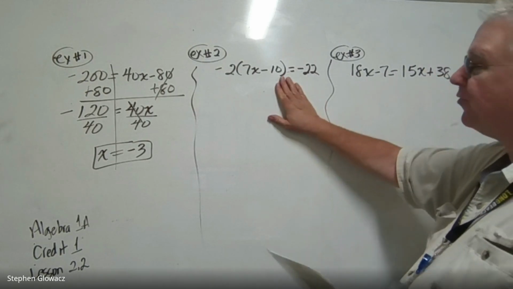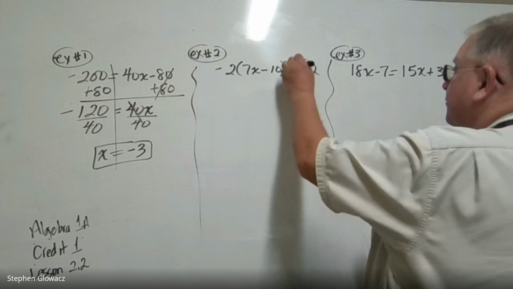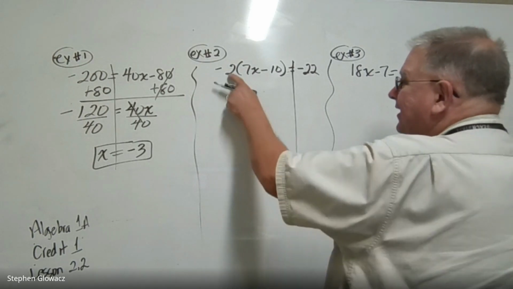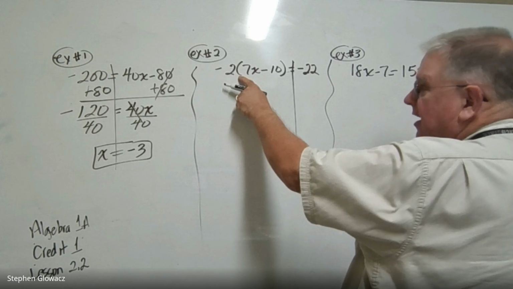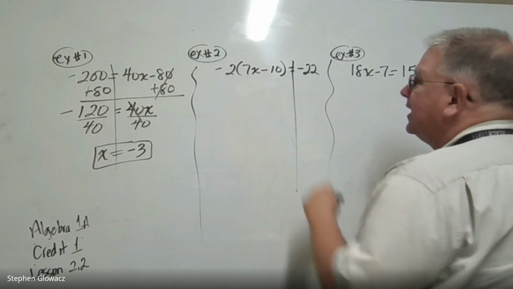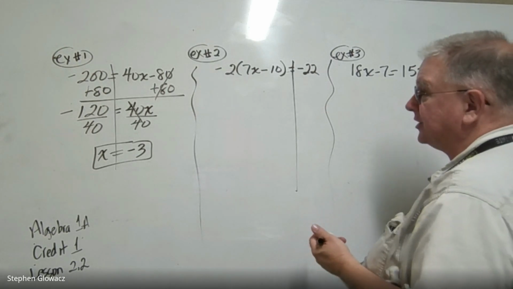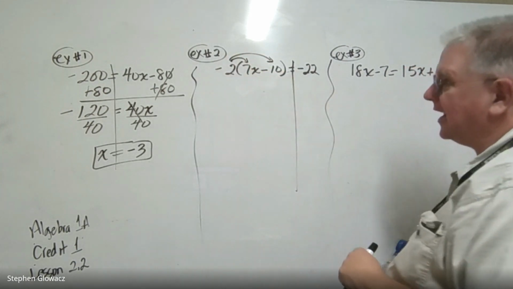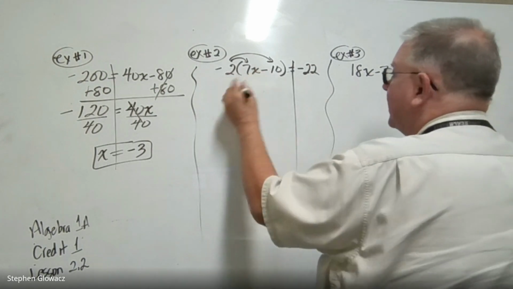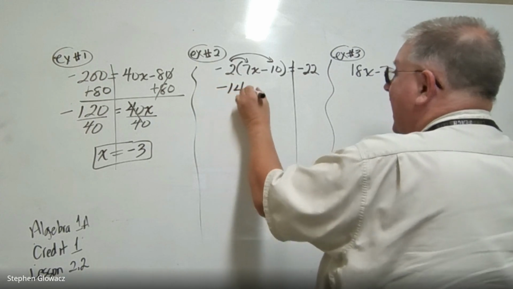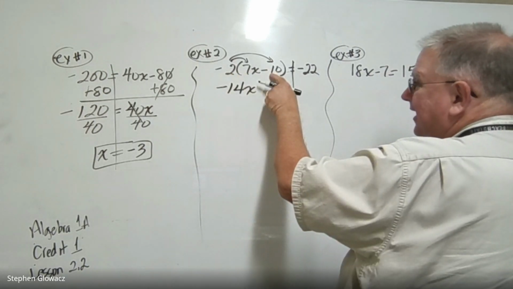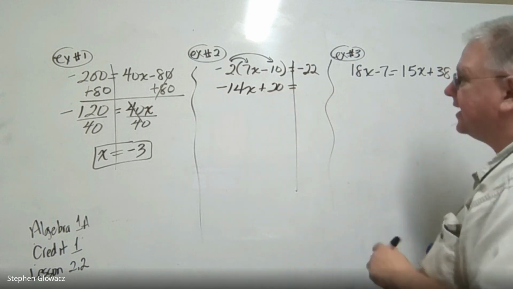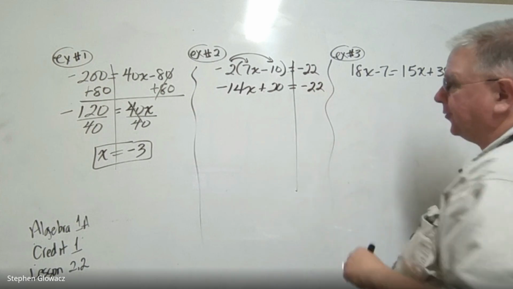For our second example, for number 2, notice that x is on the left-hand side, so that's where our focus is going to be. And notice we have a number, negative 2, next to parentheses with no addition or subtraction in between. That indicates multiplication, so we're going to distribute that negative 2 to both terms inside the parentheses. Negative 2 times 7 is negative 14x. Negative 2 times negative 10 is positive 20. Remember, a negative times a negative is a positive. And we're going to bring down that negative 22.